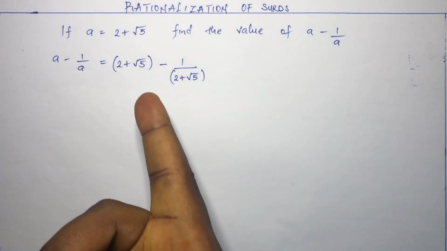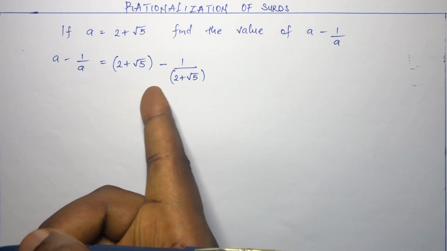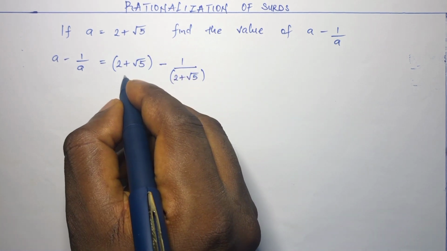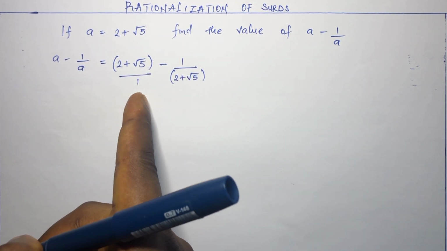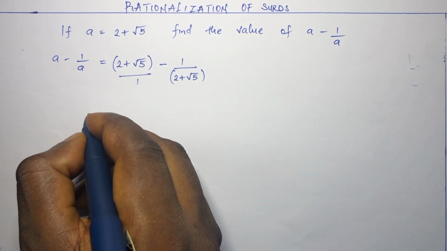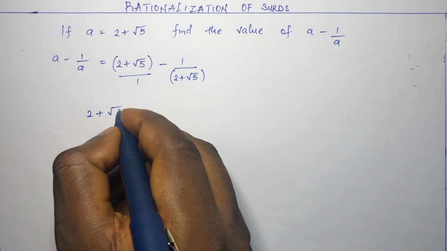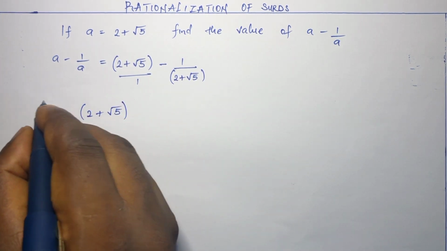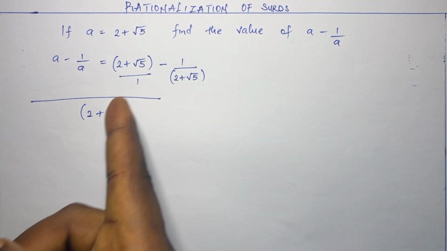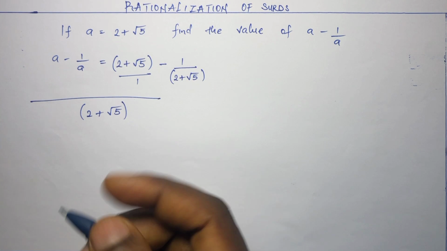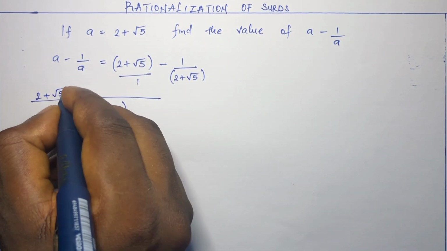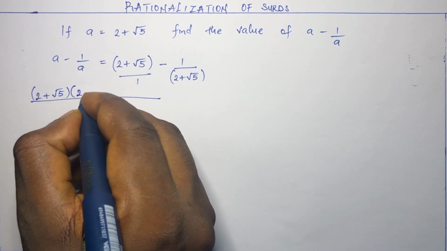So now we need to subtract these two expressions. We are going to use the LCM system, and we know there's an invisible 1 here. So if we take the LCM of these two, the LCM is 2 plus root 5. Then 2 plus root 5 divided by 1 gives 2 plus root 5, so we multiply by the numerator, and we'll have 2 plus root 5 into 2 plus root 5.